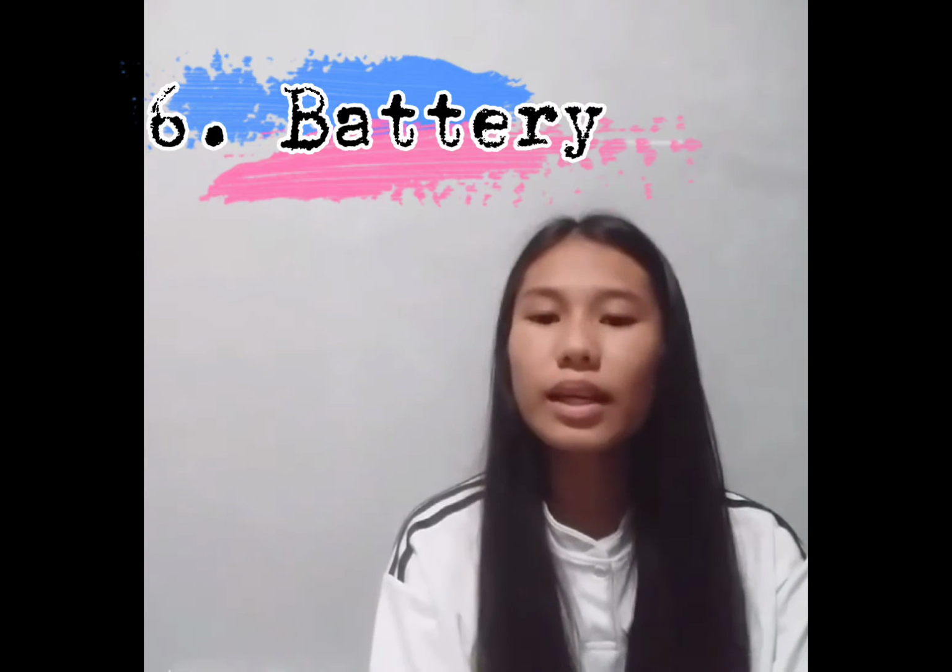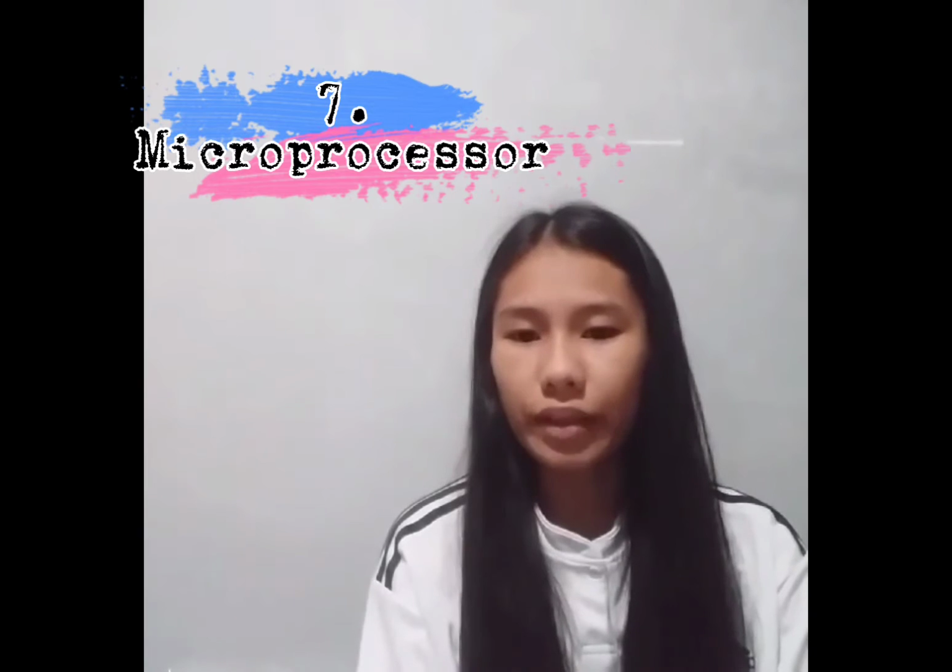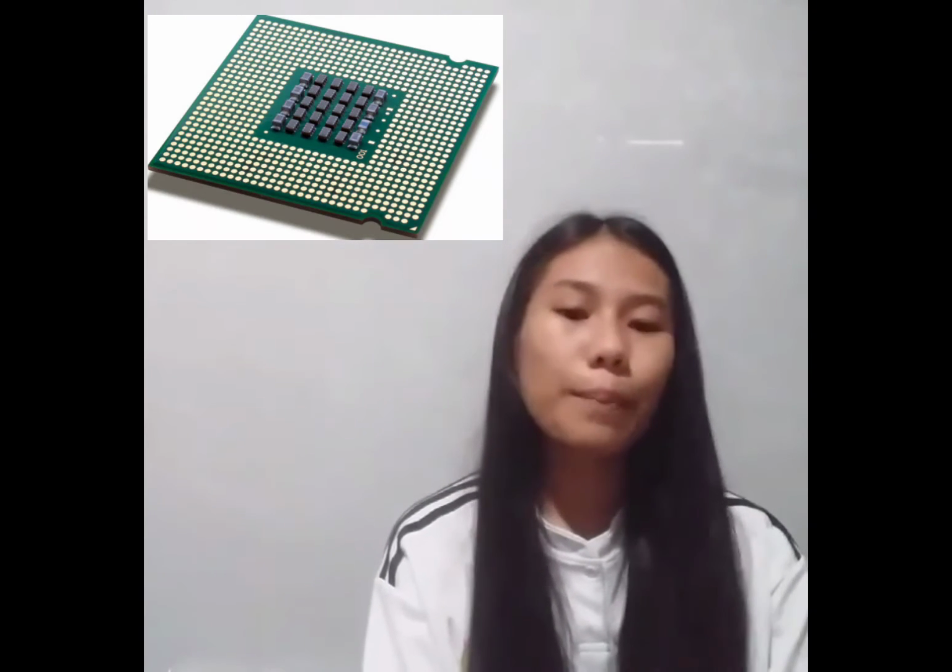Number 6, the battery. This component is used in the wireless mouse for running. If its battery runs down, then the mouse will not work properly. Number 7, the microprocessor. This is a processor that is embedded on the circuit board of the mouse. The microprocessor is the brain of the mouse because without the microprocessor, every component of the mouse is worthless.